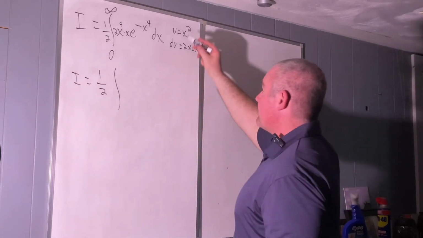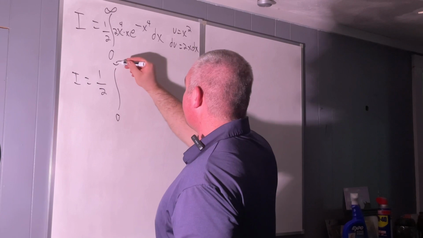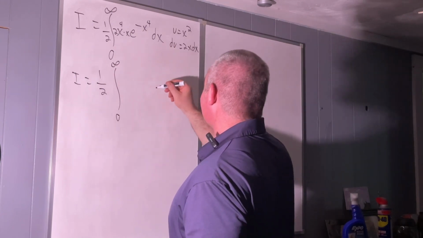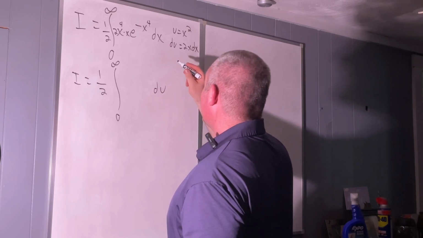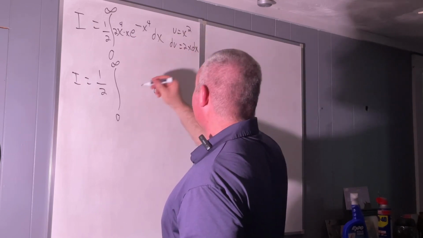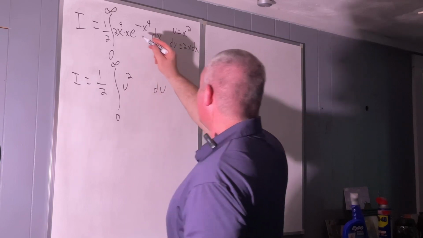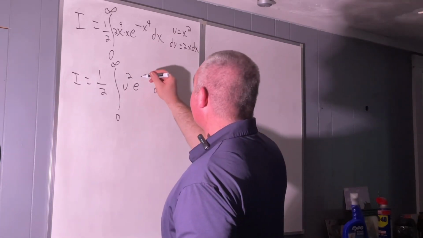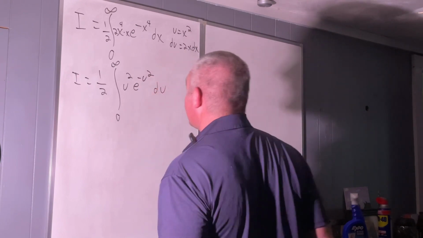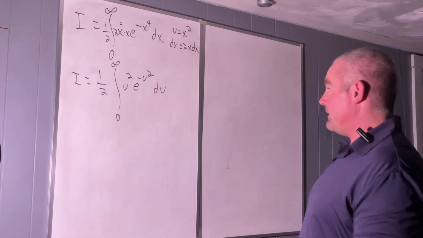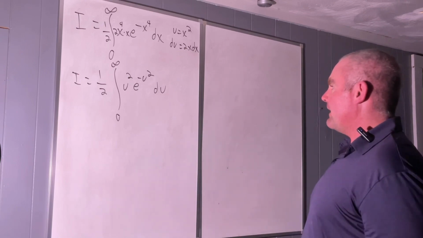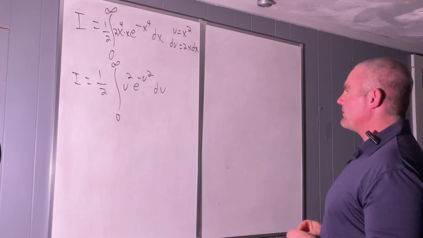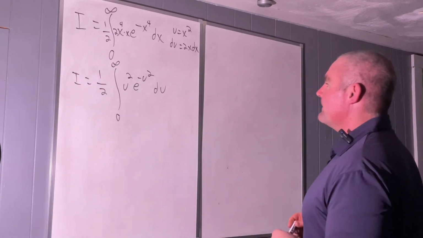All right, change of bounds, they won't change. 0 to infinity. We have the 2x dx, so we have our du, and then x to the fourth will become u squared, and e to the negative x to the fourth will become e to the negative u squared. All right, that's looking a little bit better. And from here, you could do some manipulation and do integration by parts, but we're not going to do that.